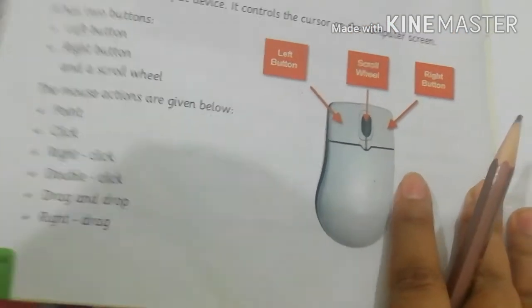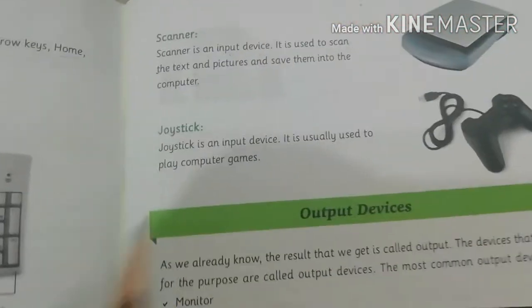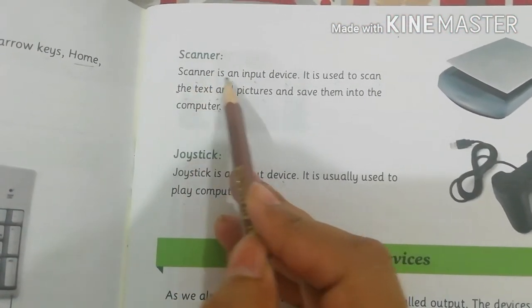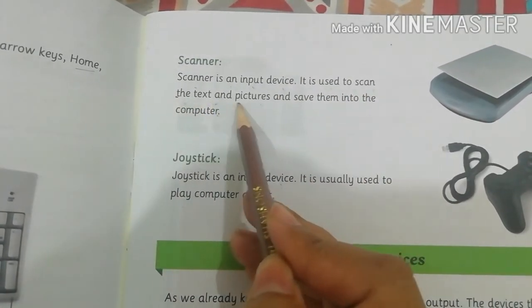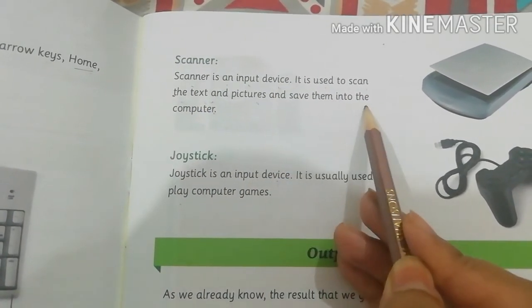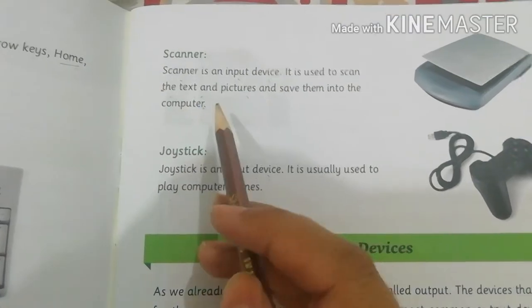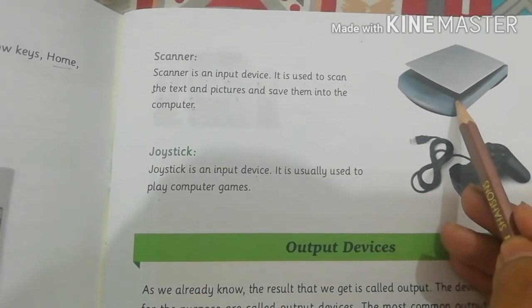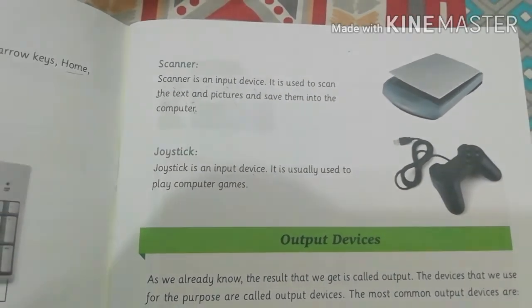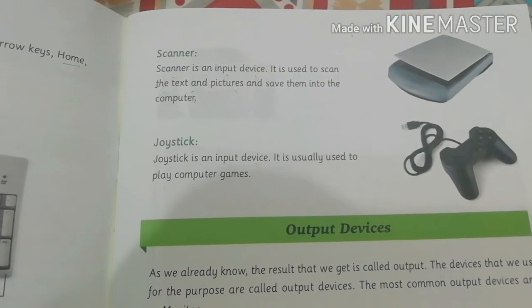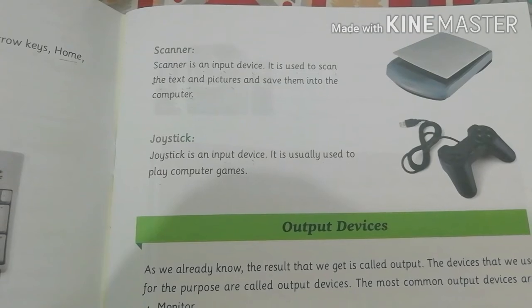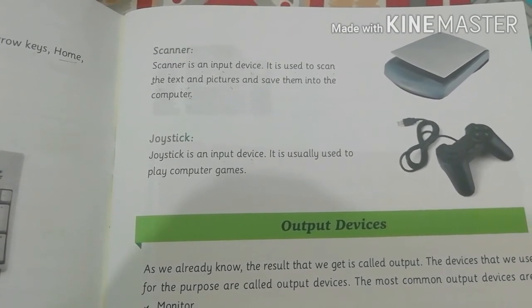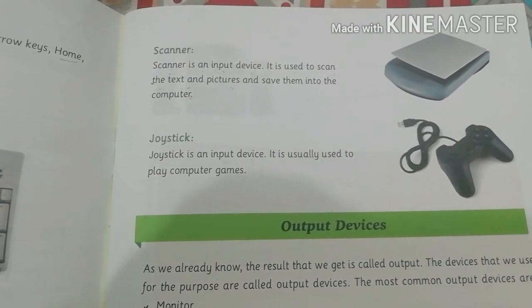Now dear students, the next input device is the scanner. Scanner is an input device. It is used to scan text and pictures and save them into the computer. Dear students, the scanner looks like this. It scans images and text and sends them to the computer. A scanner works just like a photocopy machine.